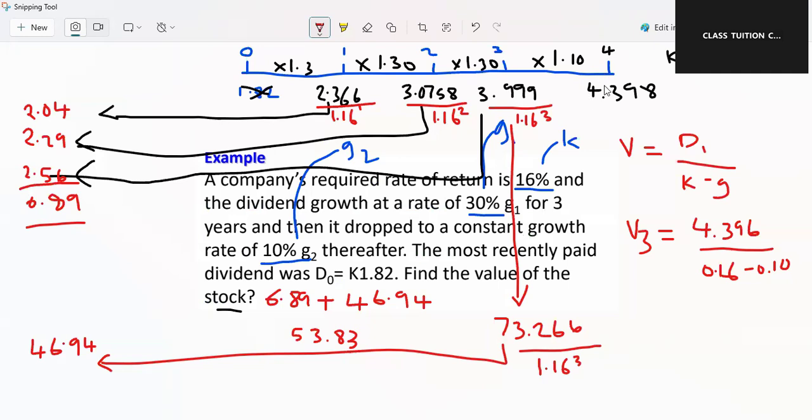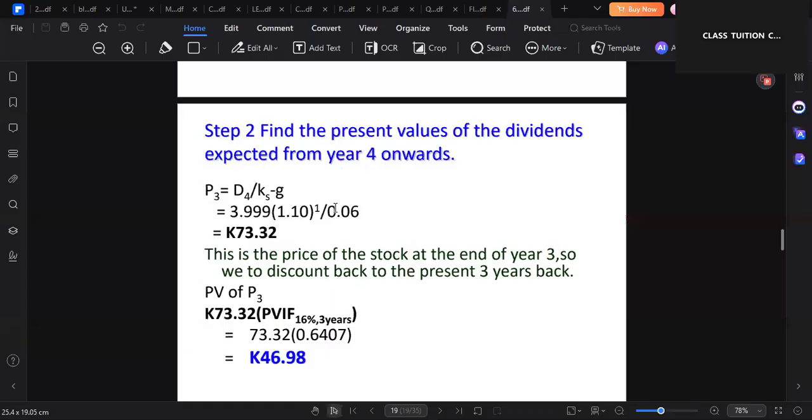So this is what we are going to call our D1. So 4.39 is how they calculated this one here to get to 4.39. Okay, the top part here. Then divided by what? K minus G, 16% minus 10%, that's a 6% here. So this gave us 73.32.